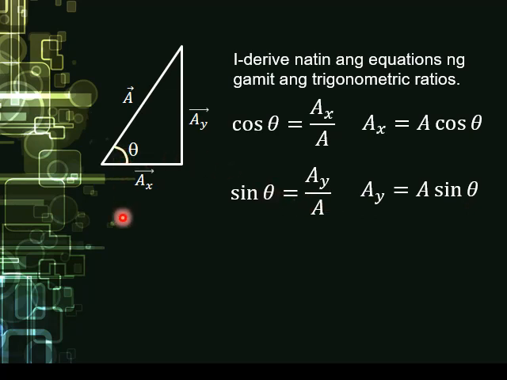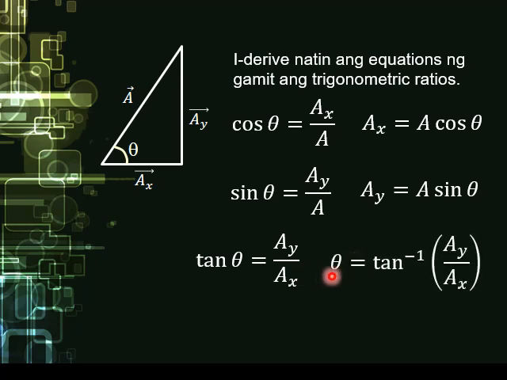And then finally, tingnan natin yung tangent theta. So, tangent theta is equal to opposite over adjacent, kaya A sub y over A sub x. Now, kailan natin ito pwedeng magamit? Pwede natin itong magamit kapag, let's say, hanapin natin yung value ng angle. So, i-inverse lang natin siya: inverse tangent of A sub y over A sub x.